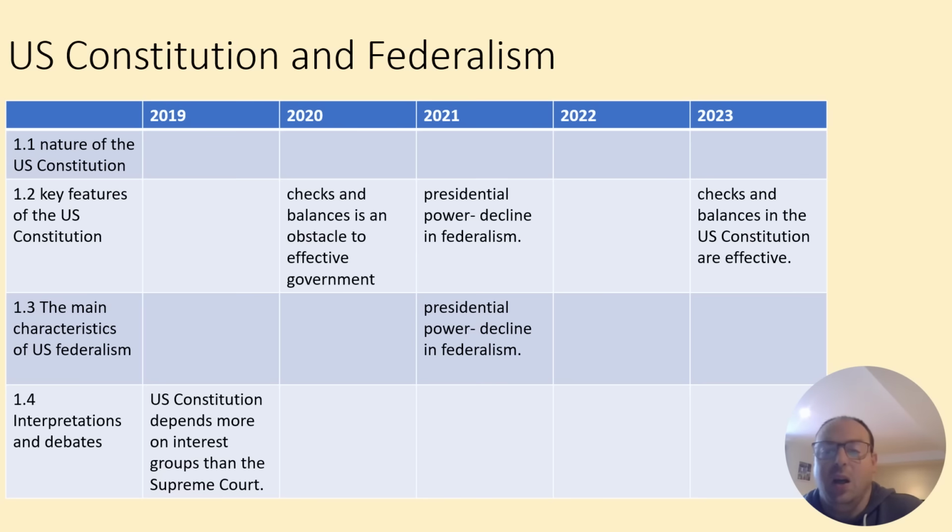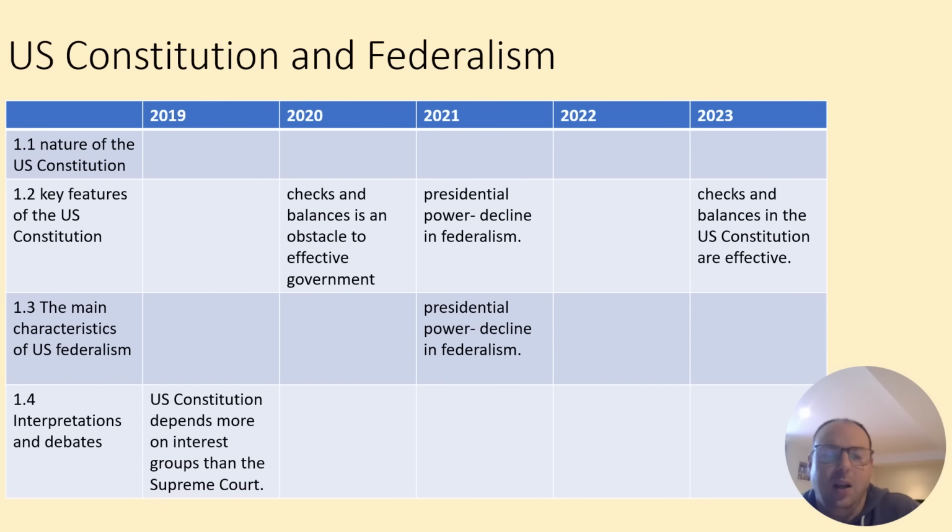There are some bits, as with the other units, where it's easier, I think, to get a debate question out of it, notably normally the bits in 1.4 in the interpretations and debates bit. And we've seen there's quite a range. Again, you'll notice straight away in the Constitution Federalism one there's a gap in 1.1, but as we look at 1.1 in a minute, I'm not sure there's an enormous number of debates that come out of that one.